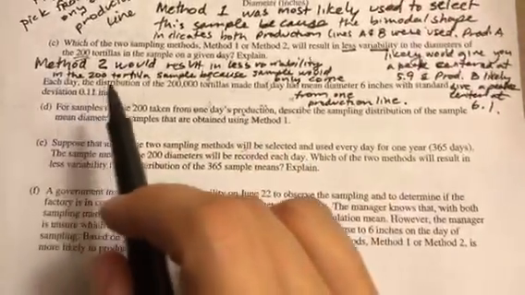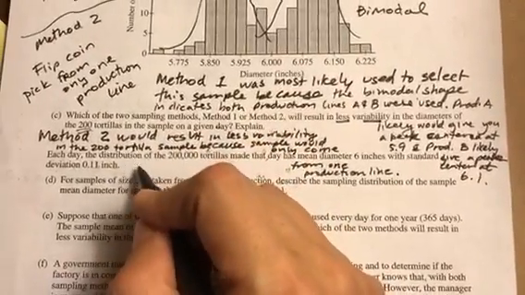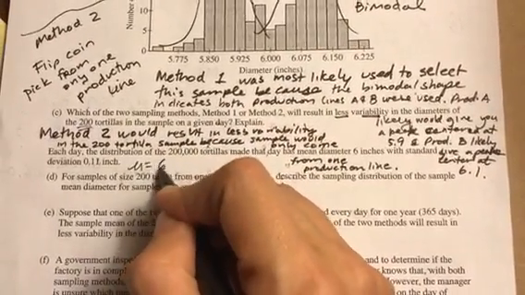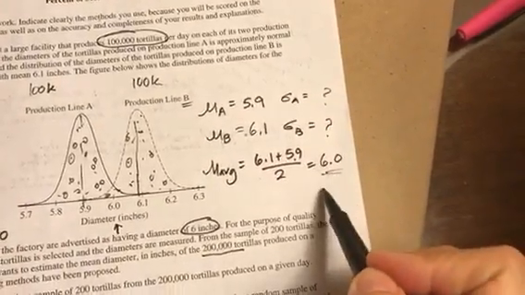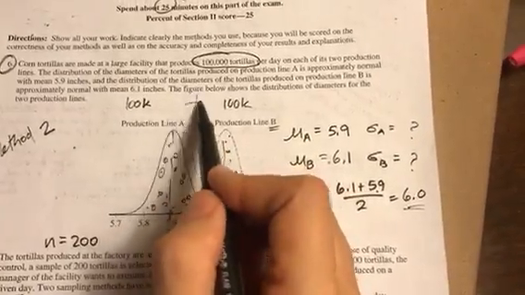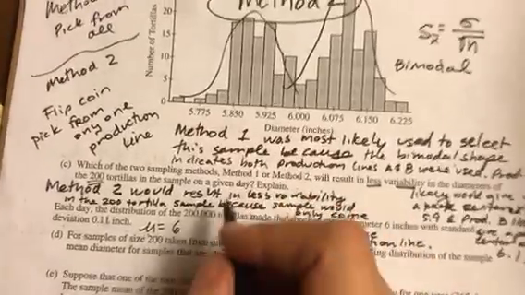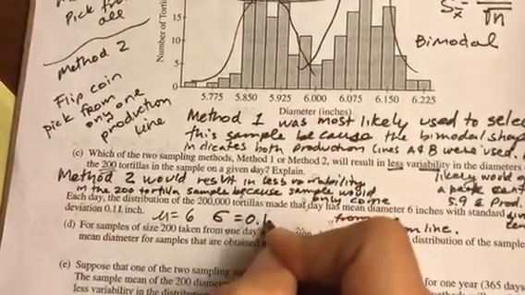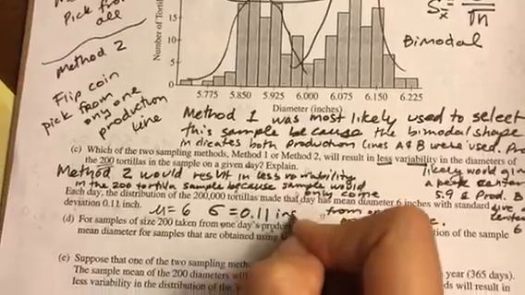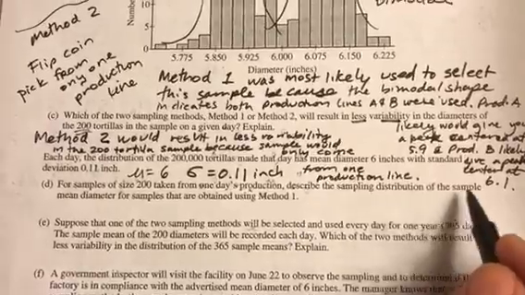So let's do it. It says each day the distribution is 200,000 and the mean is 6. So this is of all. They took the mean of all the chips, and that's 6. And that makes sense. We already calculated. We think all the chips should be 6 if we're doing all the chips that the factory makes, all 200,000. Okay. So they said all 200,000 have a mean of 6 and a standard deviation of 0.11 inches. For a sample size of 200 taken from 1 day's production, describe the sampling distribution.